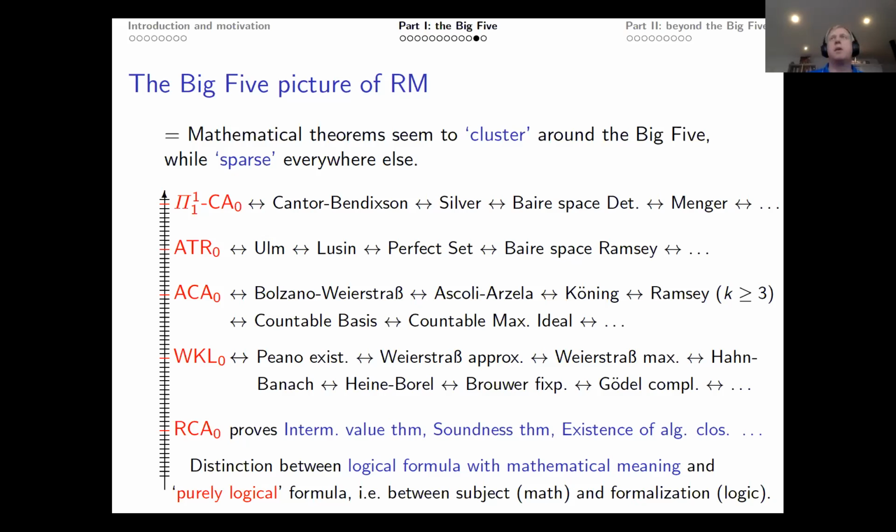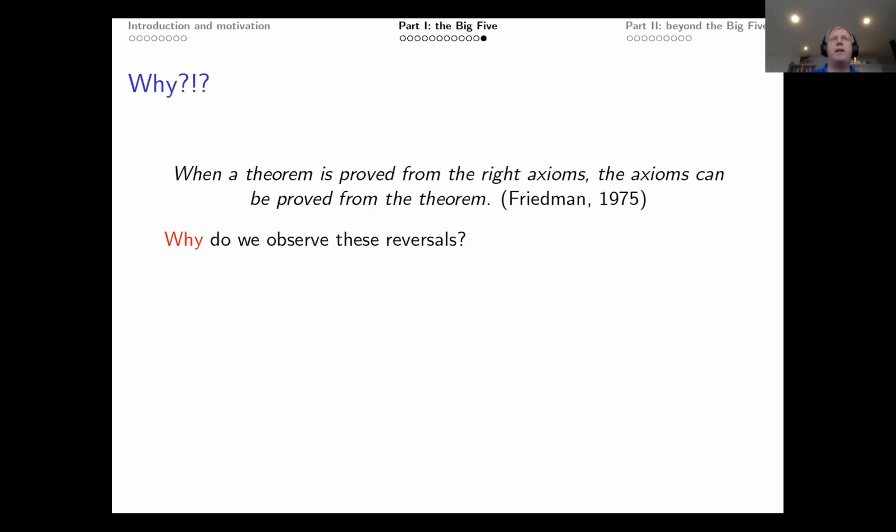So, of course, a big question we may ask ourselves is why. Why do we observe reversals? The starting point of reverse math is, of course, that if you find the right minimal axioms, the axioms can be proved from the theorem again. There is always an equivalence, there is a reversal, but why? I'll try to give you an indication of an answer.